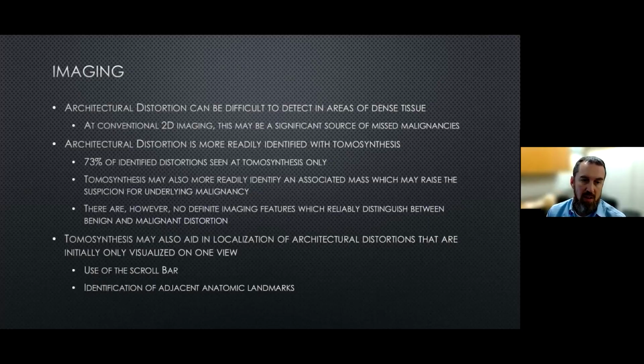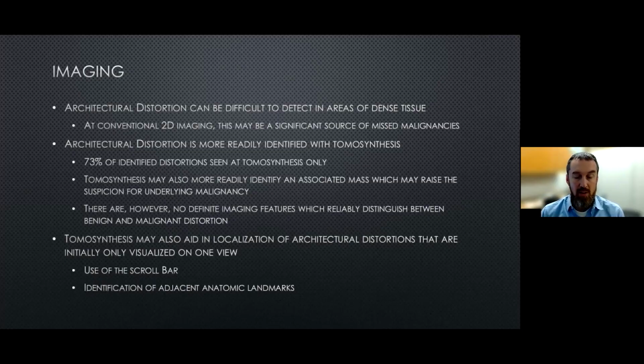Tomosynthesis may also more readily identify an associated mass, which may raise suspicion for an underlying malignancy. Importantly, there are no definite imaging features which reliably distinguish between benign and malignant distortion. So basically, any distortion that you see needs to be worked up and further evaluated, or at least determine what might be causing it. If you can prove that a patient has had a prior surgery at the location where you're looking at a distortion, either by using a scar marker or clinical history, that can really help you to put that into a benign category. But without that definite history, you're pretty much stuck doing some kind of further evaluation. And usually that's going to lead to a biopsy if the distortion is indeed real.